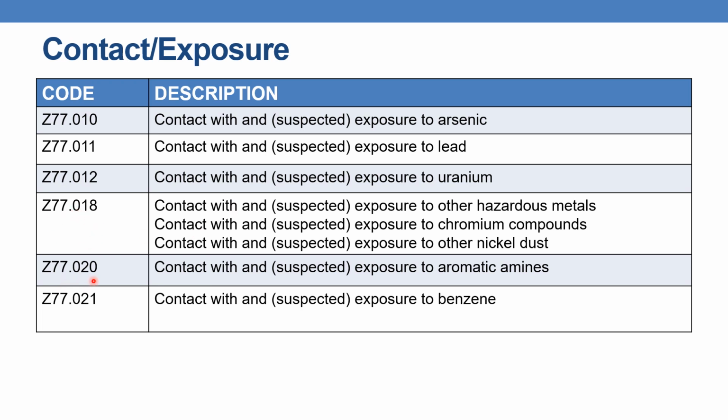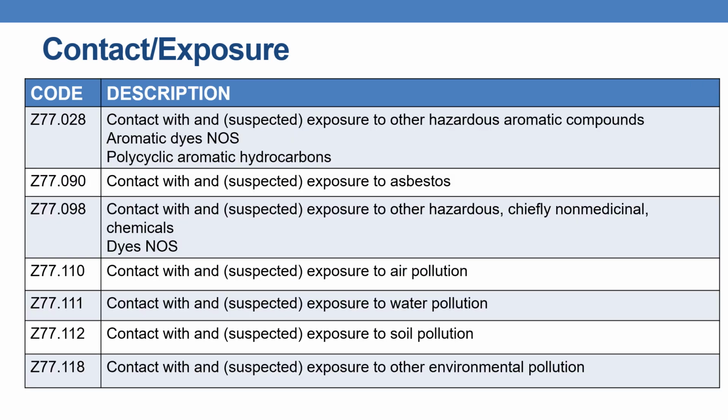The next is Z77.020, contact with and suspected exposure to aromatic amines. The next is Z77.021, contact with and suspected exposure to benzene. The next code is Z77.028, contact with and suspected exposure to other hazardous aromatic compounds or aromatic disenoids or polyacrylic aromatic hydrocarbons. In all these cases, you need to code Z77.028.